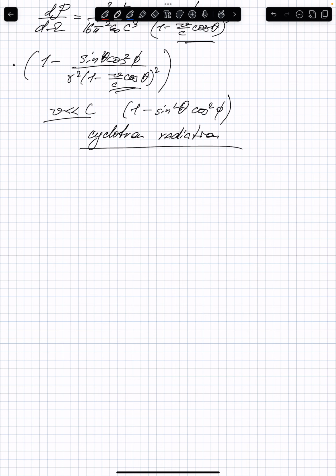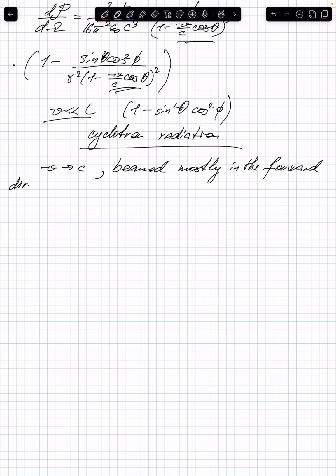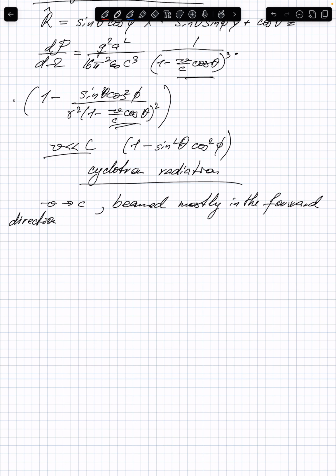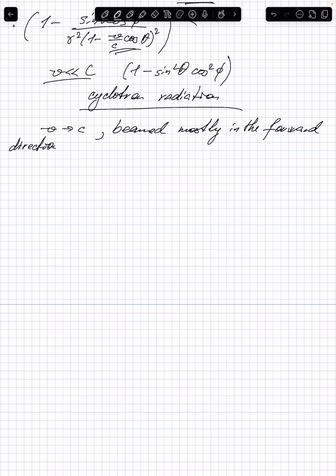So now, let's consider the ultra-relativistic limit, when v is approaching C. The radiation will be again beamed mostly in the forward direction. You can compute the angle dependence. I'm not going to do it here, but one again can evaluate the maximum angles using this expression. I'm not going to do that here.